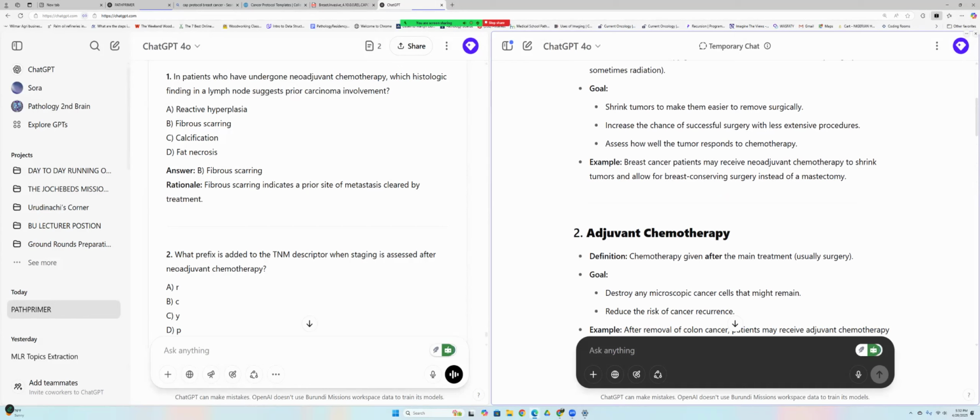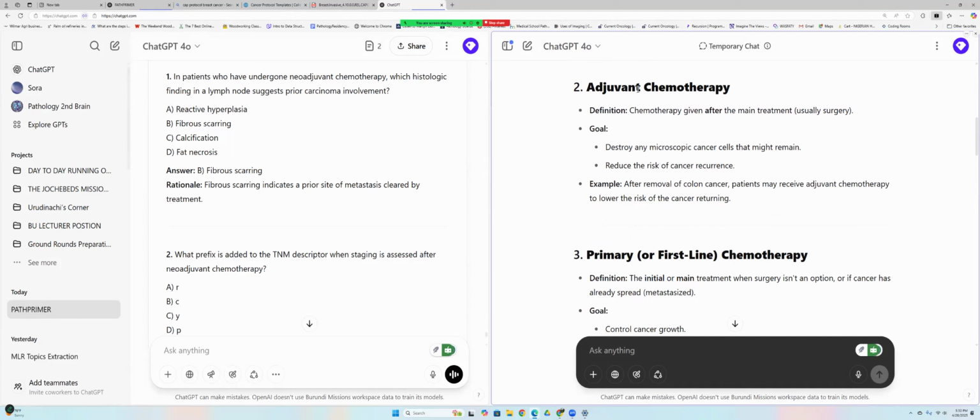Breast cancer patients may receive neoadjuvant chemotherapy to shrink tumors and allow for breast conserving surgery instead of a mastectomy. Sometimes it helps you avoid mastectomy. Adjuvant chemotherapy is given after the main treatment, usually after surgery, to destroy any microscopic cancer cells that remain. So if you have microscopic cancer cells after surgery, like circulating tumor cells in the lymph nodes, we'll go ahead and give another chemotherapy. That chemotherapy will now be known as what? Adjuvant chemotherapy.